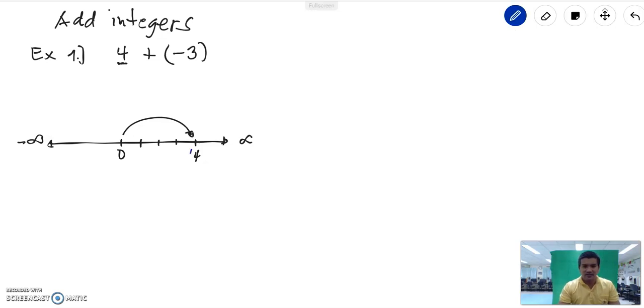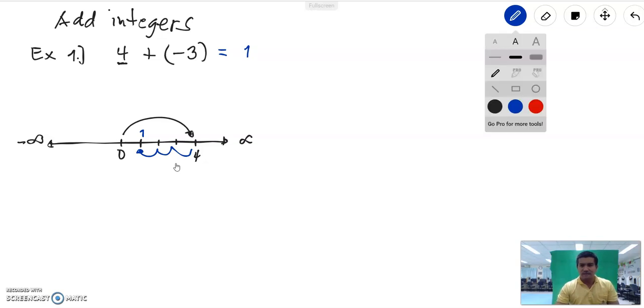So we will have 1, 2, and 3. So this one now will be the result of our line graph. Here, this one is 1. So we can conclude now that 4 plus negative 3 is equal to 1.